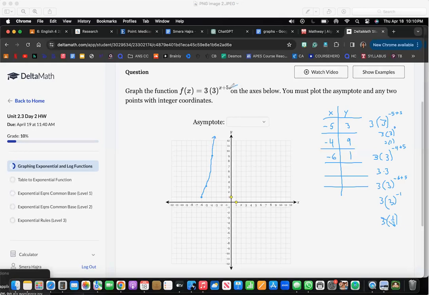Now, we don't have an extra term here, like plus or minus something. So that's going to mean it's going to be 0. So it's going to flatten out like that. And to test this out, you can pick another number to plug in for x. Let's try -10 again. So we'll do 3 times 3 to the -10 plus 5.